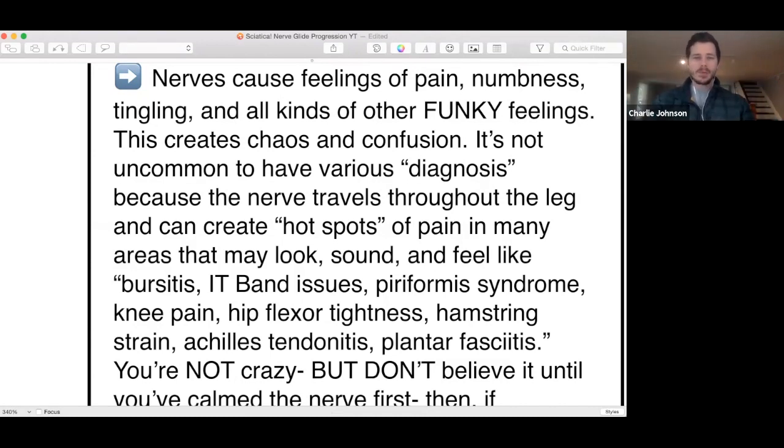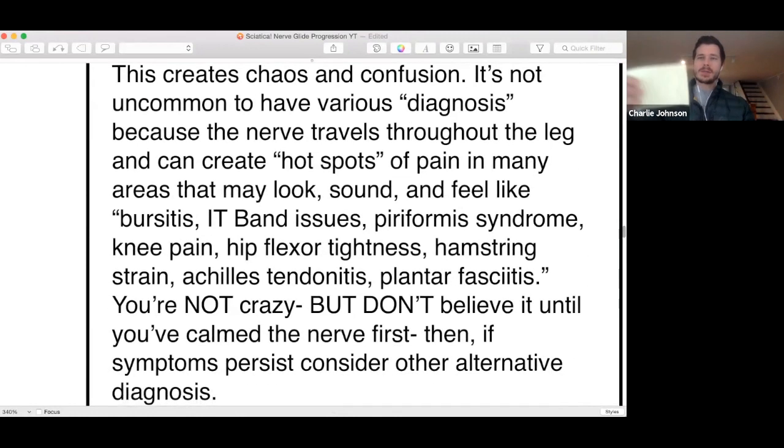So it's not uncommon for people to come to me, saying, Dr. Charlie, my doctor gave me a script and it says bursitis, IT band issues, piriformis syndrome, hip flexor tightness. I mean, there's 3, 4, 5 different diagnoses. The person doesn't know what the heck's going on. They don't understand this concept. All right, hip flexor tightness. You think you have a psoas problem. You're digging into it with a ball or something like that.